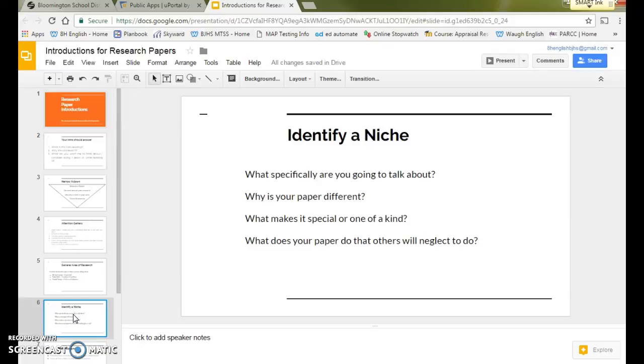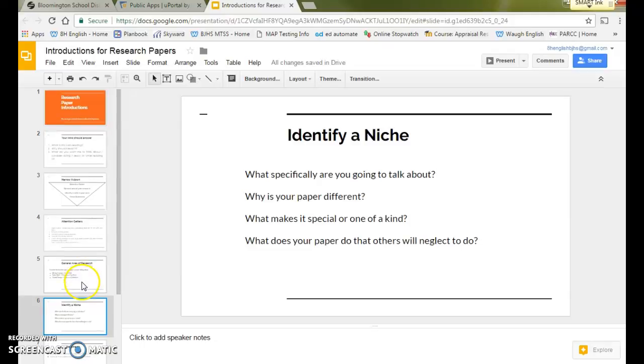Identifying a niche is basically just telling your reader what specifically you are going to talk about. Sometimes your papers can be too general. If your paper is about basketball, that's just too general to talk about. So if you have found something that is interesting to talk about within your topic, then this is an area for you to bring that to your reader's attention. Tell them what makes your paper different, what makes it special, and what your paper is going to do that other papers have neglected to do in the past.